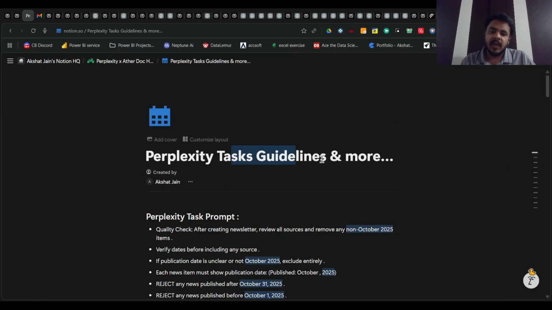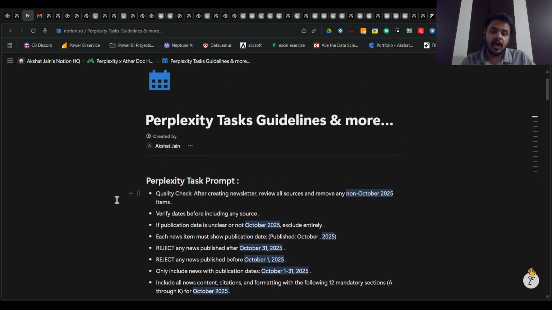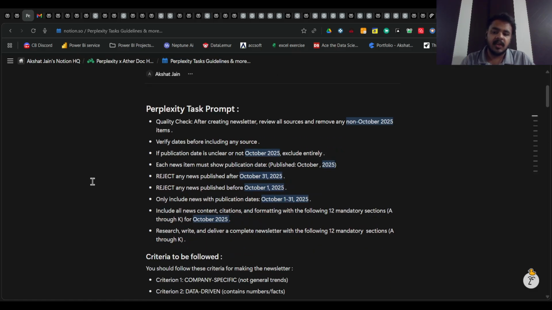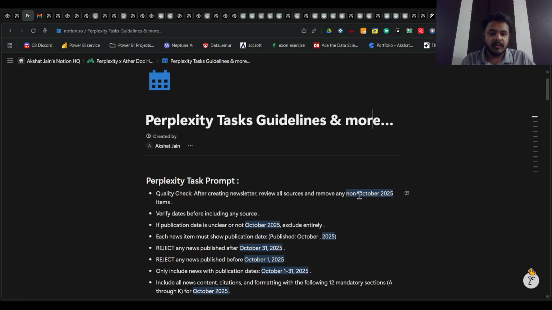And then we have to set the guidelines. So guidelines basically act as a system message on how the system should work, or how the system should behave, right? So for example, we only want the October 2025 news, right? For example, if we are making the newsletter for the month of October, it should only comprise the news published in the month of October. Okay, we don't want any other news from August or July, anything like that, because it will be irrelevant from the October newsletter perspective.